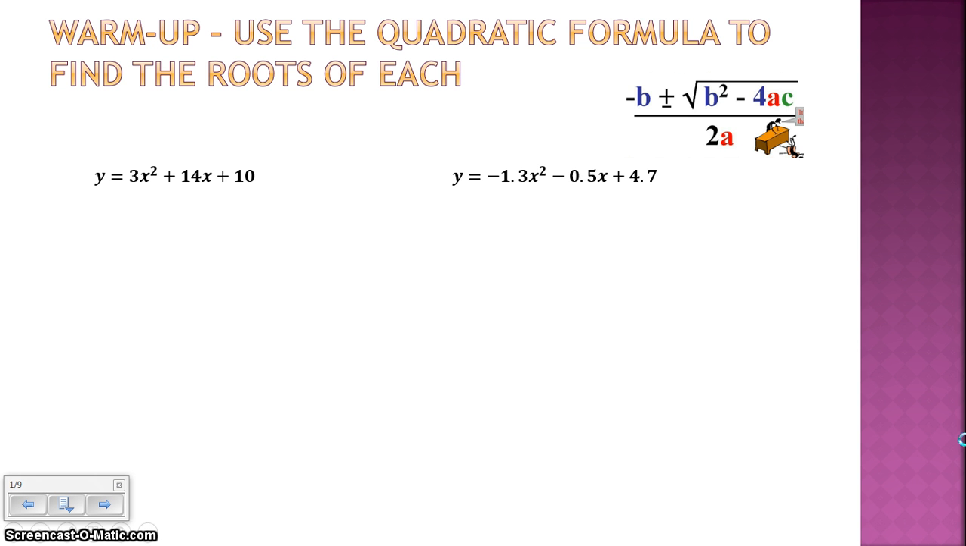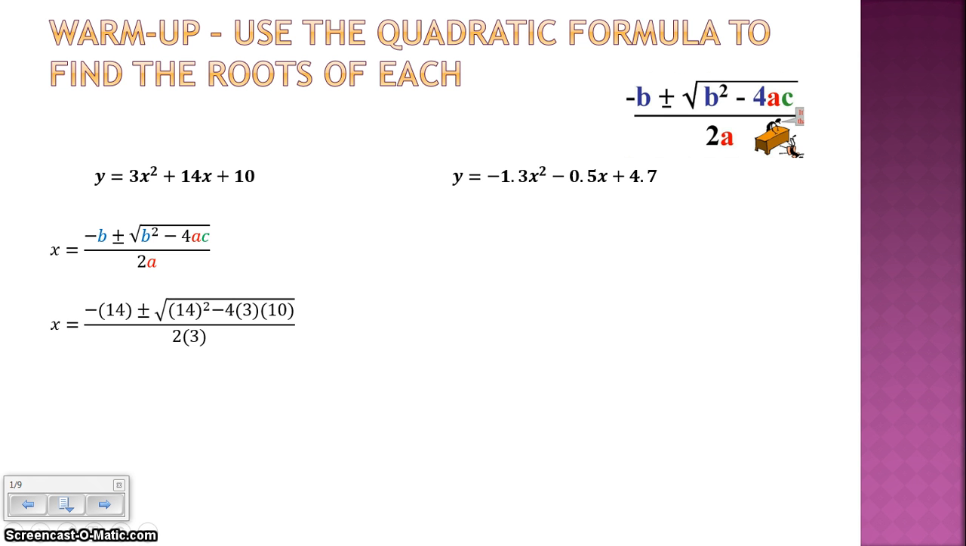Alright, so hopefully everyone had sufficient time. Just looking to take up the first example. There's our equation, subbing in all the appropriate numbers. So remember, the number attached to the middle x term, that's your b. The first constant is your a, and the last number is c.